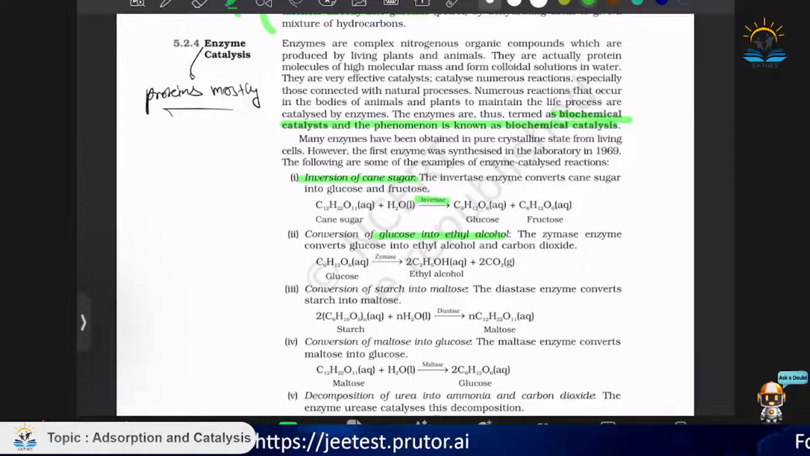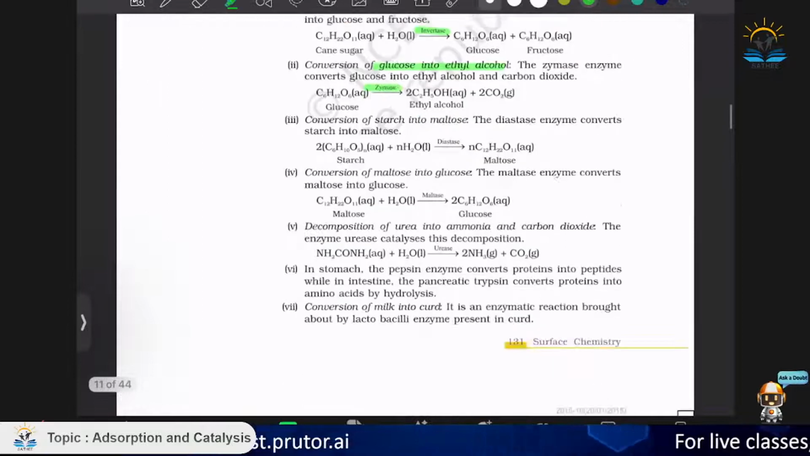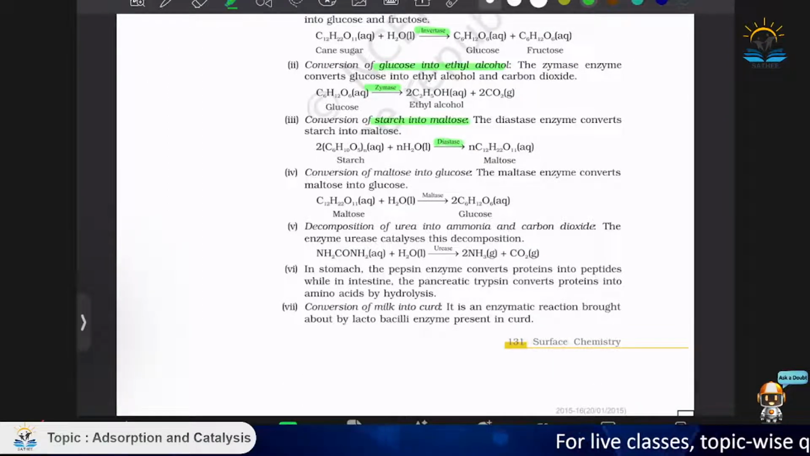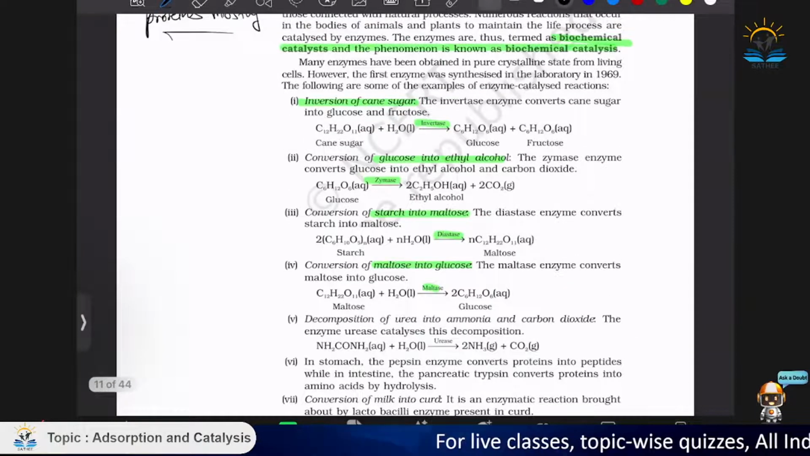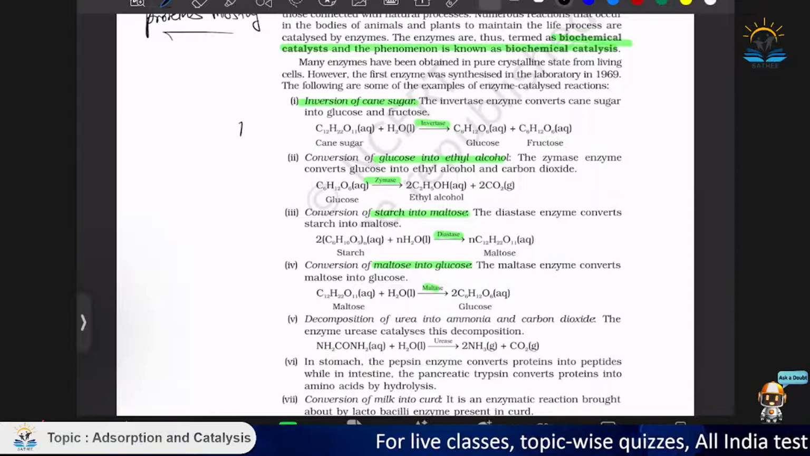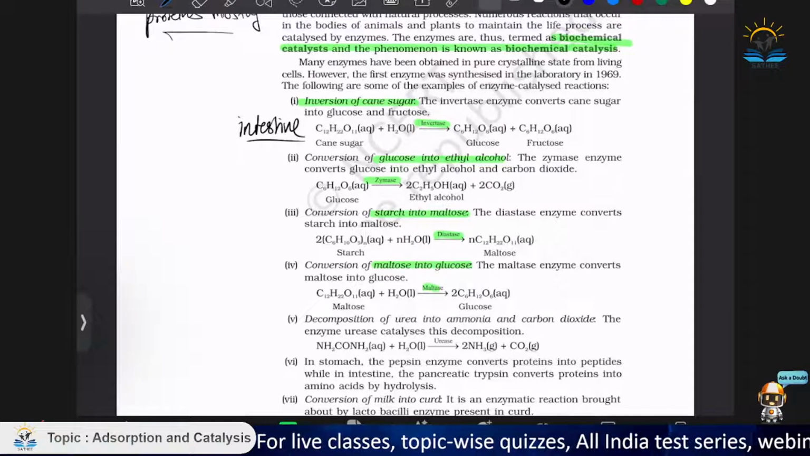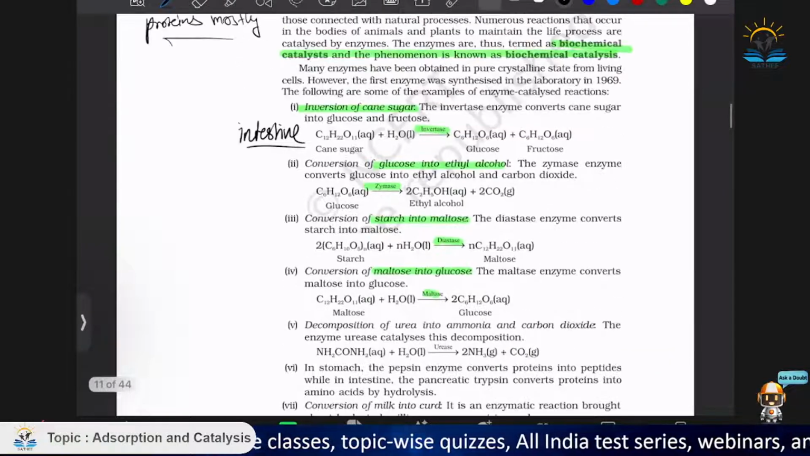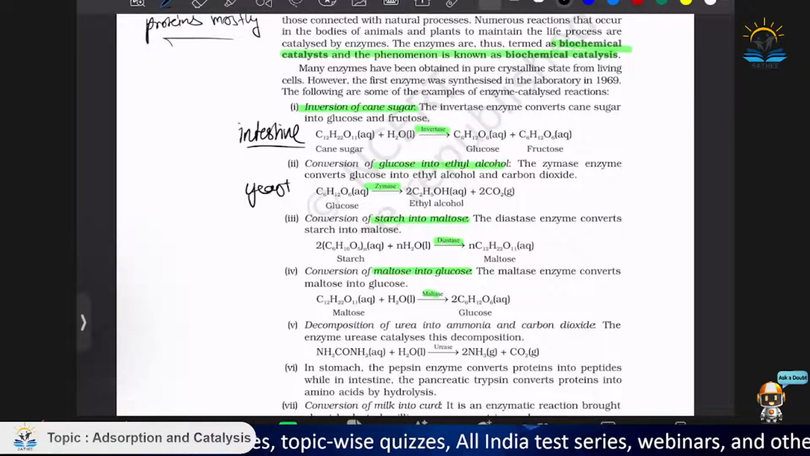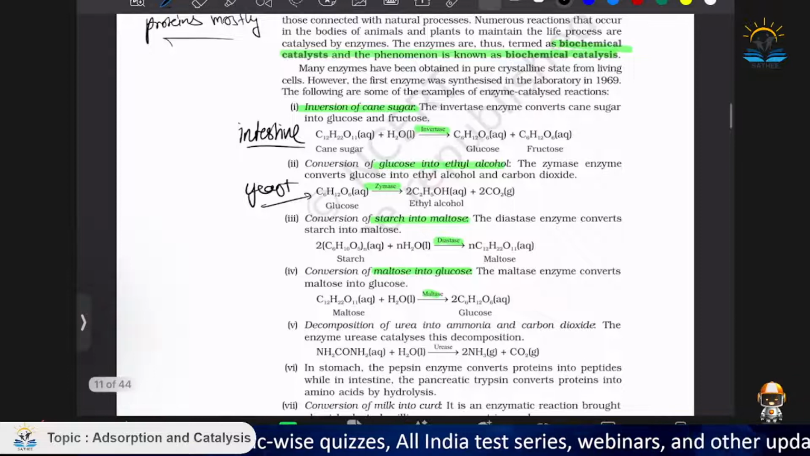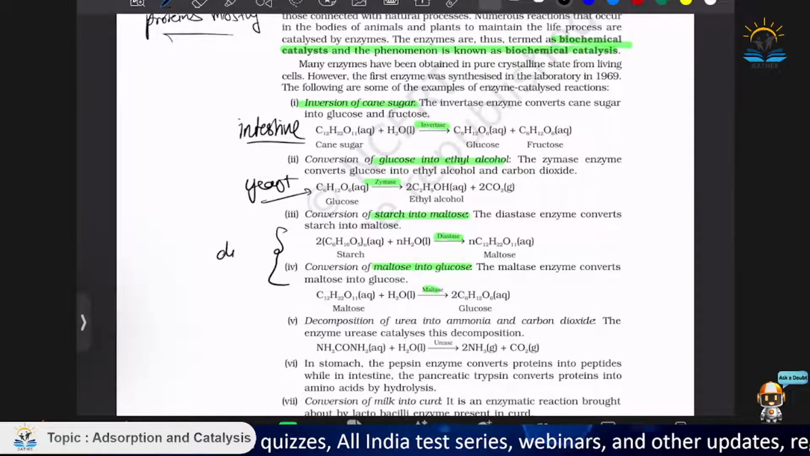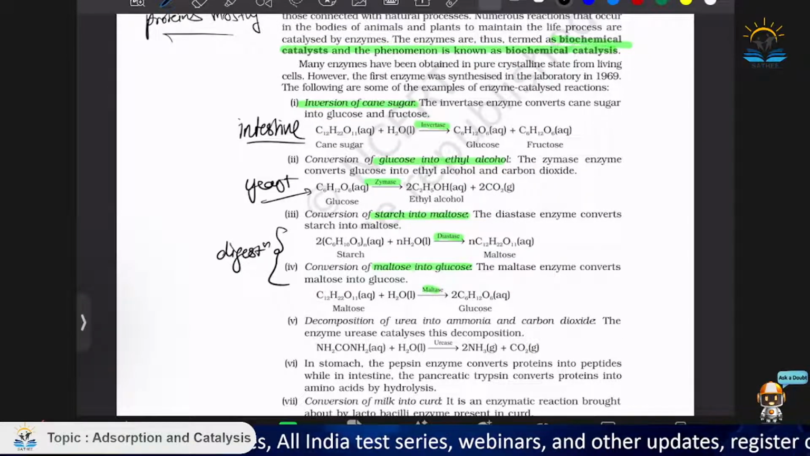I'll underline the enzyme and then I'll give examples. Then conversion of starch to maltose, conversion of maltose to glucose. Let's cover this much first. Inversion of cane sugar happens in your intestine. Conversion of glucose to ethyl alcohol is done by yeast. So this is how they produce alcohol. These two reactions for digestion are important.